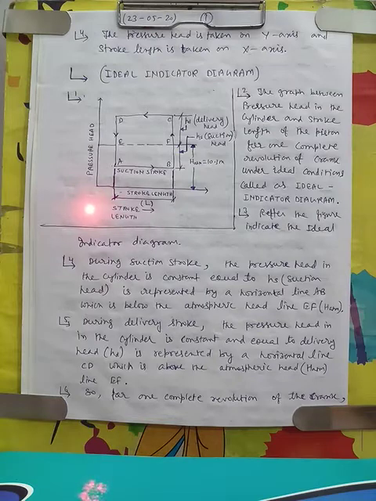Indicator diagram is when we take on the x-axis the stroke length of the reciprocating pump and on the y-axis the pressure head inside the cylinder. Then during suction and delivery stroke, means for a complete cycle, one graph is generated between stroke length and pressure head inside the cylinder. That graph is called the indicator diagram.